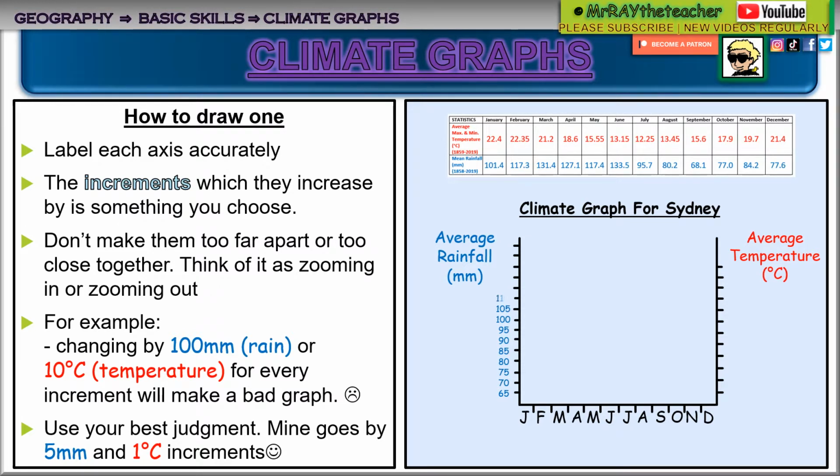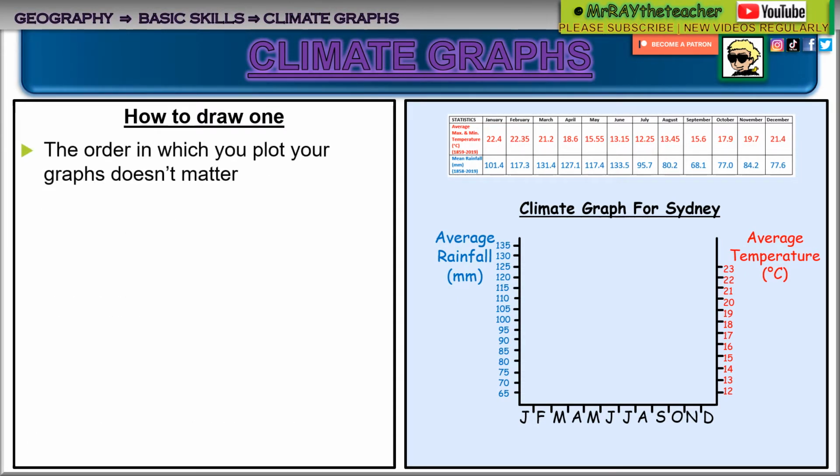So here we go, just going to add them in. 65, 70, 75, 80, 85, 90, and so forth. And with my temperature, 12, 13, 14, 15, 16, 17, and so forth. So here we've got our graph without the data. The graph bit's completed pretty much.